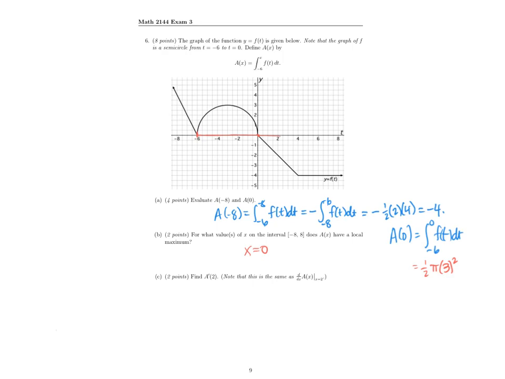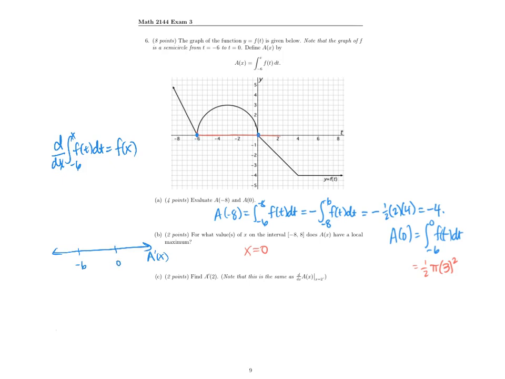Another way to think of it is I can think of it using the first derivative test, and I can look at what A prime of x is equal to. Now remember, if I take the derivative with respect to x of this integral, that just gives me f of x, right? And so if I look at f of x, when is A prime equal to 0? A prime will be equal to 0 when f is equal to 0, so here and here.